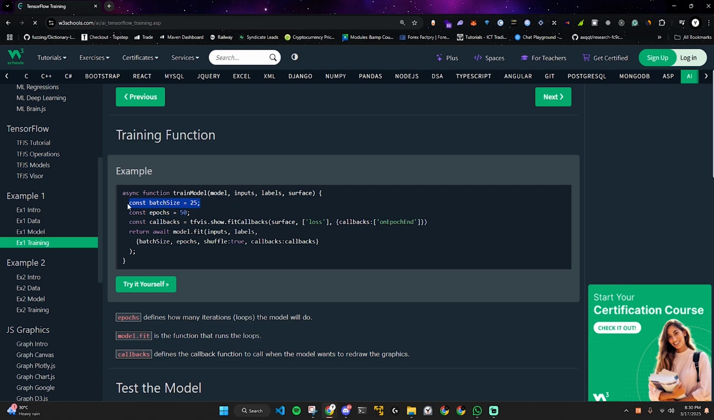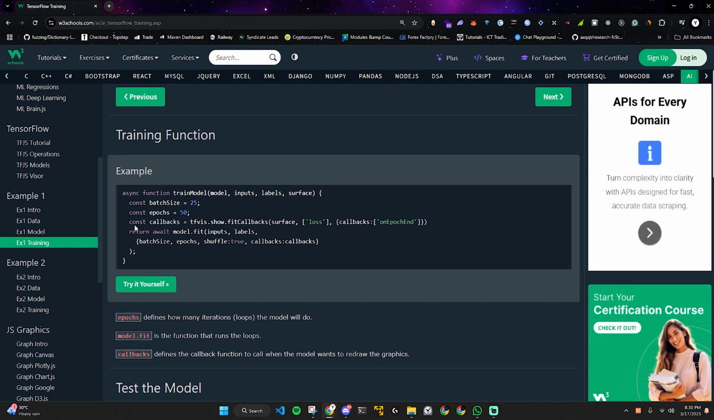Batch size is the number of samples you're going to give, and this is inputs and labels. I'll get back to this. Callbacks is just to redraw the graphics every single time. That's why we use this, tfvis basically. So that's just to draw the stuff, right?